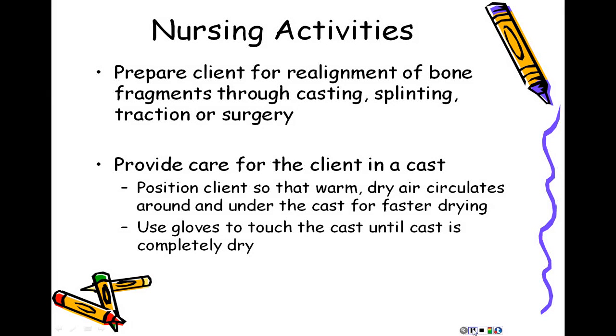We want to make sure that we prepare the client for realignment of the bone, and this is done through casting, splinting, traction, or surgery. So in providing care for the client in a cast, we want to position the client so that warm, dry air circulates around the cast for faster drying. We want to use gloves to touch the cast until the cast is completely dry.